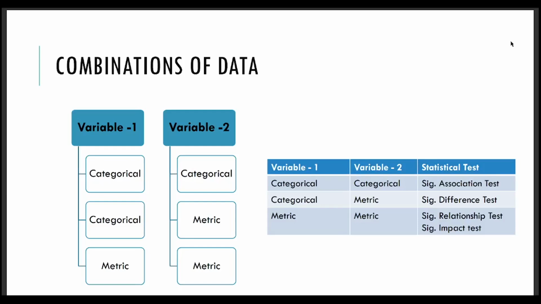If both the data are categorical, then we need to perform a significant association test. In case one data is categorical in nature and another data is metric, then we need to perform a significance difference test. If both the data are metric, then we need to perform a significant relationship test. If there is a significant relationship between the variables we have considered, then we can opt for a significant impact test.